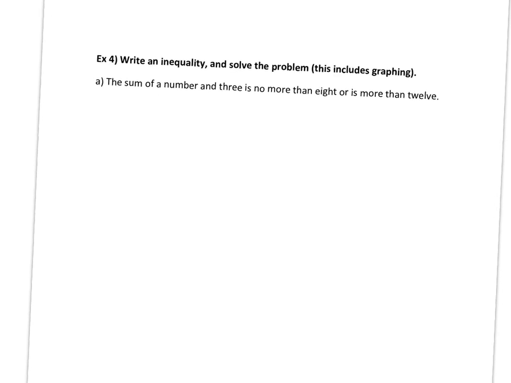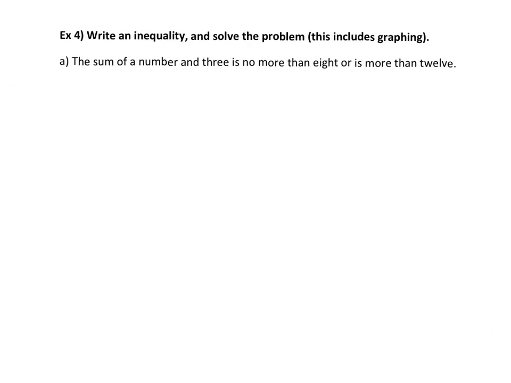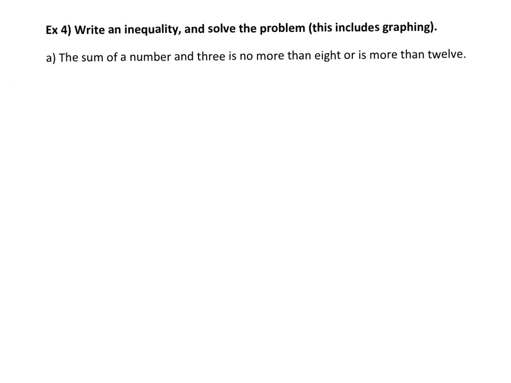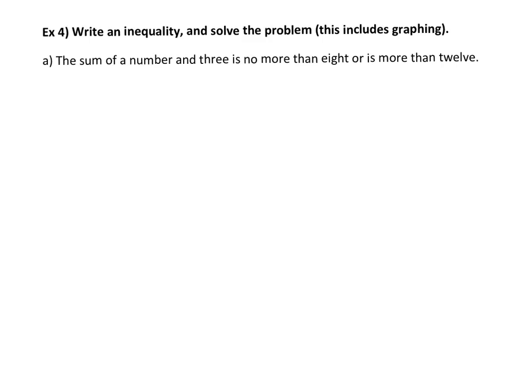All right, last example here. Write an inequality and solve the problem. And this will include graphing. So the sum of a number and 3 is no more than 8 or is more than 12. All right, so just like the other day when we did our ands, this first part is going to be repeated. You've been given 2 separate endings. Is no more than 8 or is more than 12. Now that or is really important as well.